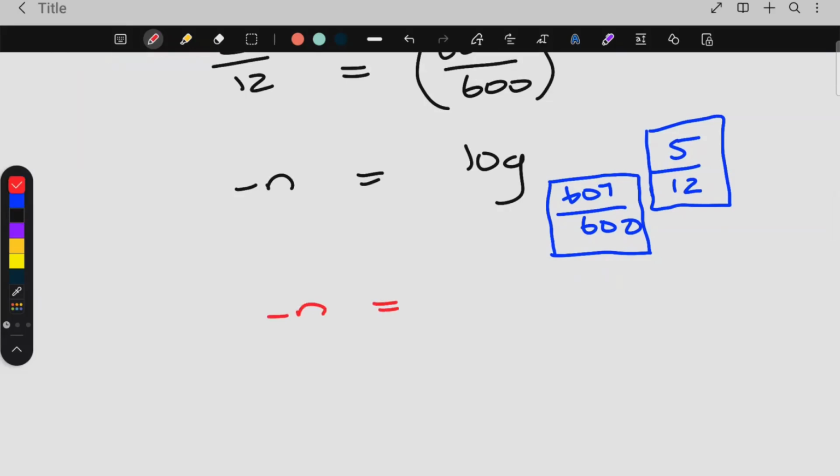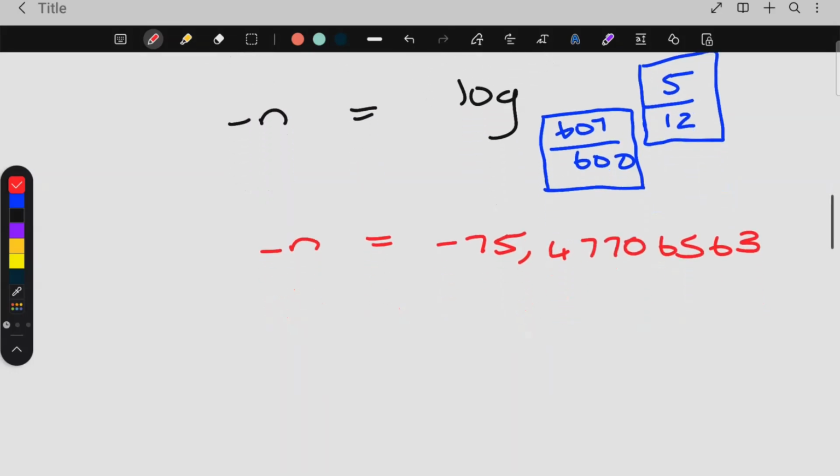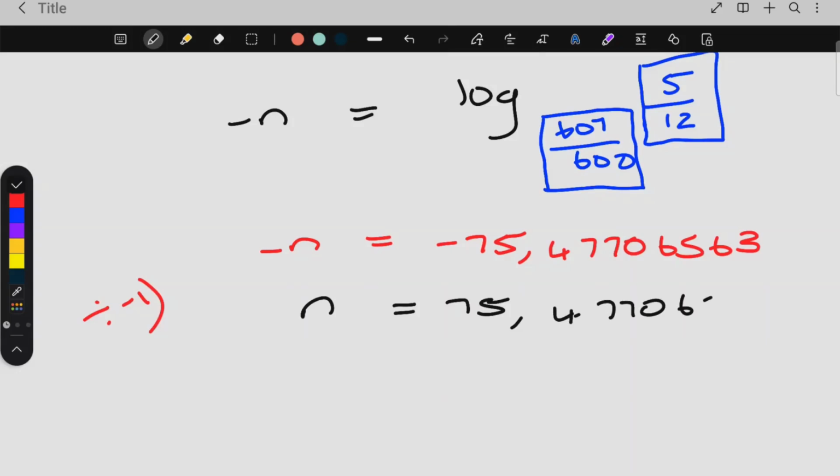And you should get negative n to be negative 75,477,065,63. And then again divide by negative 1 because we want to get rid of the signs. We want to change the signs. So then my final answer is n is equal to a positive 75,477,065,63.